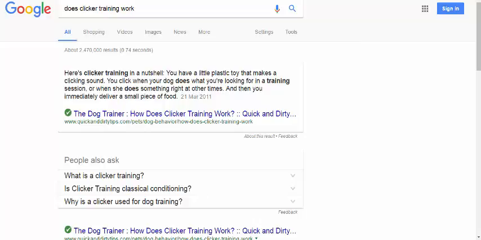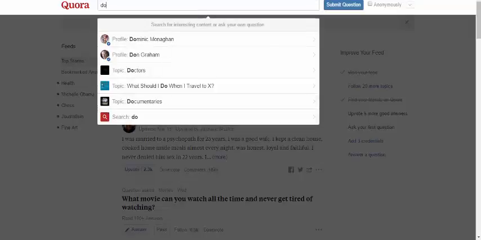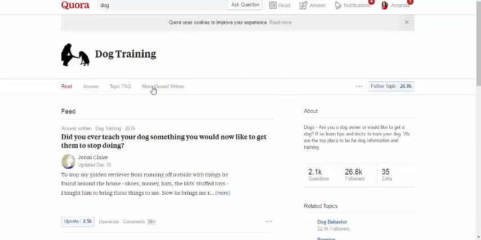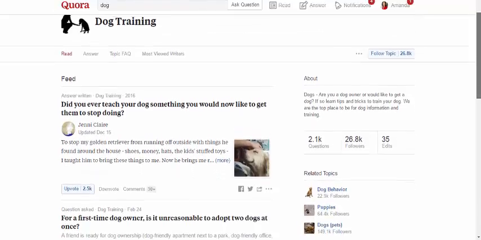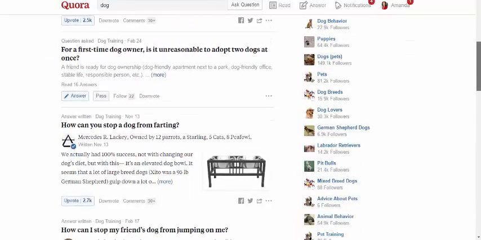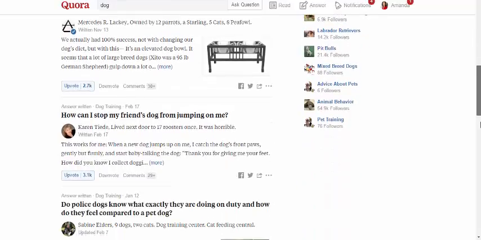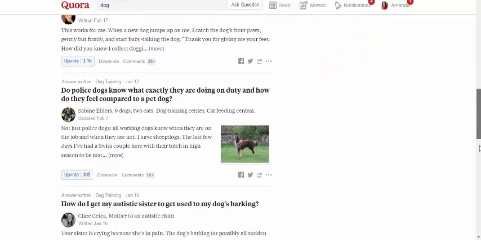Let's have a look at another option, which for me is Quora. Now, Quora is one of my favorite ask and answer sites, and if I enter in dog here, we can go down to dog training because it groups everything by topic. So if you simply put in your basic keyword up the top, you can come up with all kinds of ideas. So I have a look at the dog training. Did you ever teach your dog something you would now like to get them to stop doing? How can you stop a dog from farting? A wonderful article. How can I stop my friend's dog from jumping on me? Let's have a look.